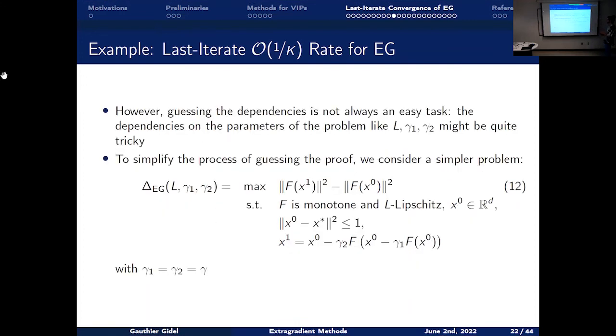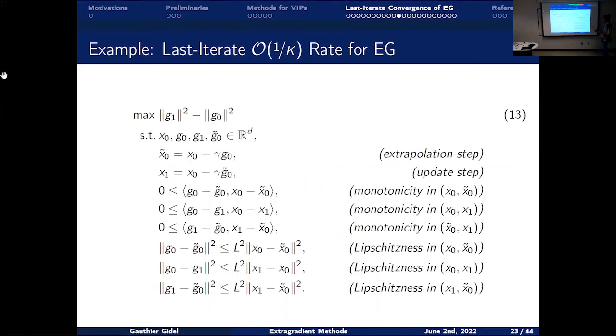And so I'm going to unroll this specific example for you, because it's the simplest one, and that's also the one we ended up using for the proof. We use PEP and end up with this formulation: the norm of the vector field at the first step minus the norm of the vector field at the second step. The unknowns are the values of the vector field and the initialization. And we know that the iterates are updated according to extragradient, with an extrapolation step and an update step. And we want monotonicity for all the pairs, Lipschitzness for all the pairs. It's a bit long to write manually, but it's okay.